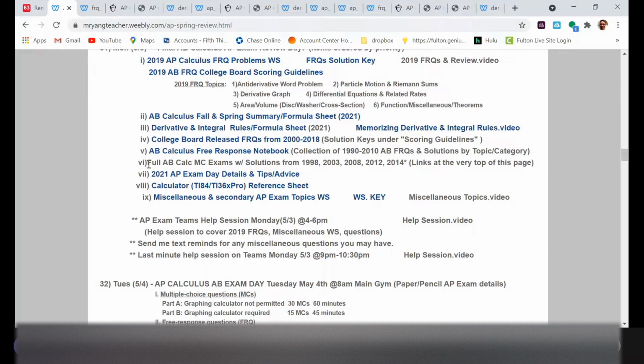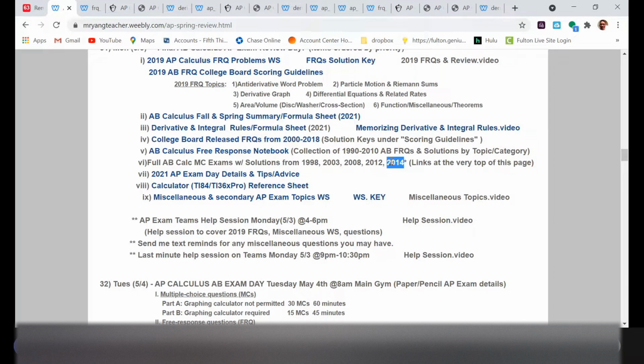If you feel good about the FRQs and you want to explore multiple choice, I have a collection of multiple choice exams that were released by College Board for students to practice with. They typically release these every 4 years. The most recent ones are here, 2012 and 2014. I don't think 2014 is technically a released one, but I included a link.